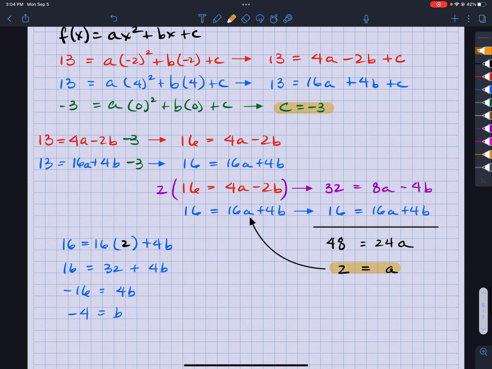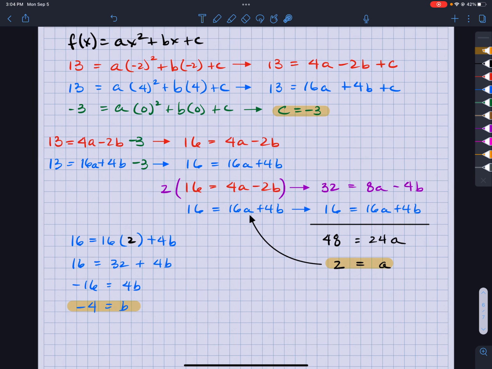Okie dokie. So 2 in for a, right? 2 times 16 will be 32. Subtract it over will be negative 16. Divided by 4 would be a negative 4. What if I plug in 2 into this one here? So 2 times a would be 8. Subtract that would be negative 8. Divided by negative 2 would be negative 4.